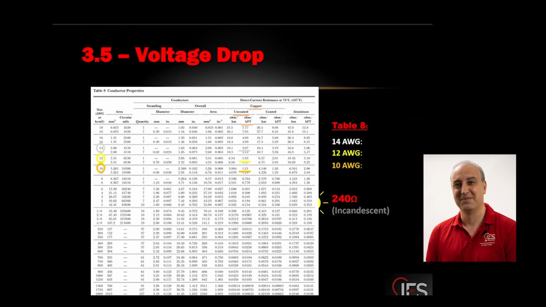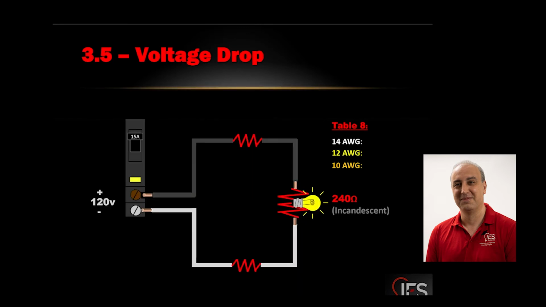So let's go back to our example. Now, let's just round them up. So let's say 14 gauge, 3 ohms per 1,000 foot. 12 gauge, 2 ohms per 1,000 foot. And 10 gauge is 1 ohm per 1,000 foot. Now, we have a light bulb here on this circuit. This one's an incandescent light bulb. They were really robust. They're just a piece of coil that you put electricity through and it'll glow in the dark.